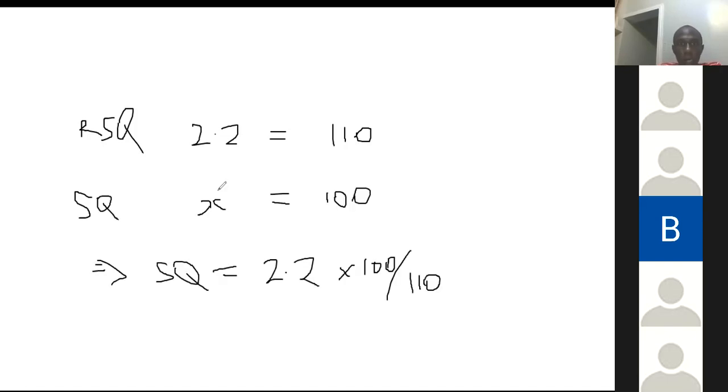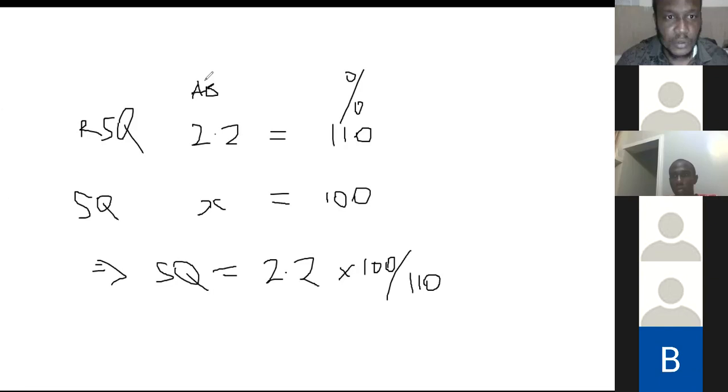So the idea was that the revised standard quantity is 110%. This is in percentage, and this is absolute. So 2.2 was 110%, because they said this is 10% more. Be careful about when it is 190 and when it is 110. The original, what it is supposed to be, is the 100%. This is the increase by 10%.